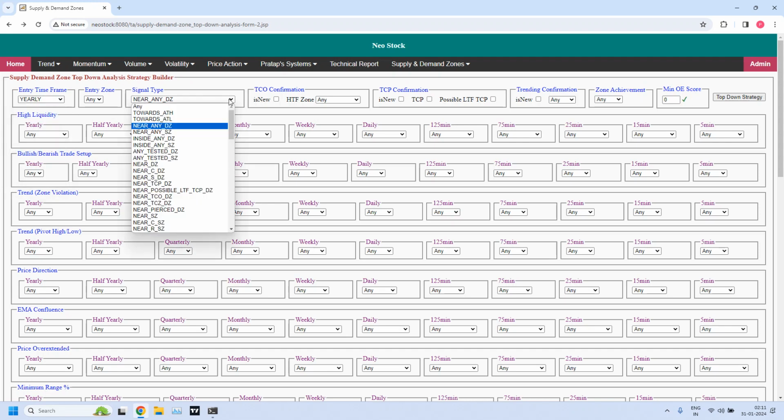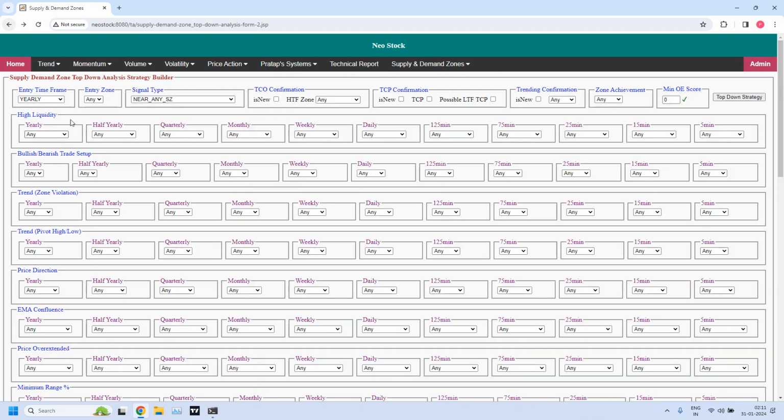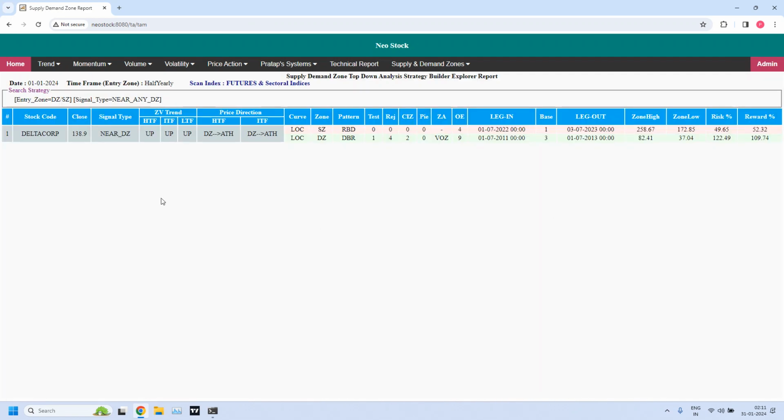Let's go back. Yearly time frame. Let us find the stocks near the yearly supply zone. So no stocks are there. Now let us change the time frame to half yearly, and let me find the stocks near the half yearly demand zone. So only one stock is filtered, Delta Corp.